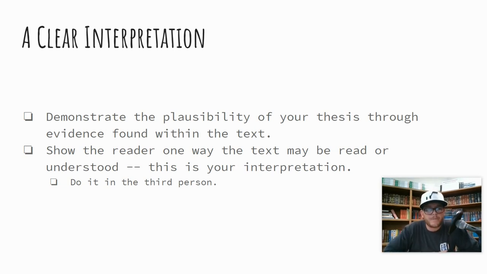So your job, after you demonstrate the plausibility of your thesis through text evidence, is to explain that to the reader in your analysis. You need to show the reader one way the text may be read or understood. This is your interpretation. And now the last thing is, do it in the third person.